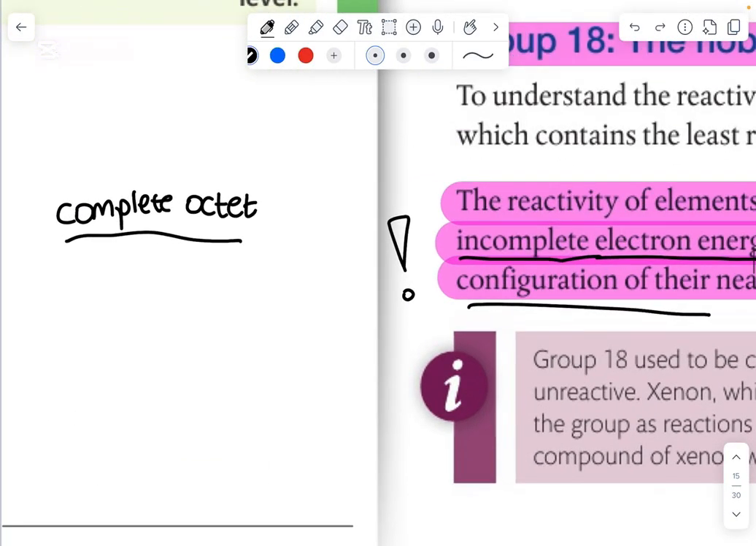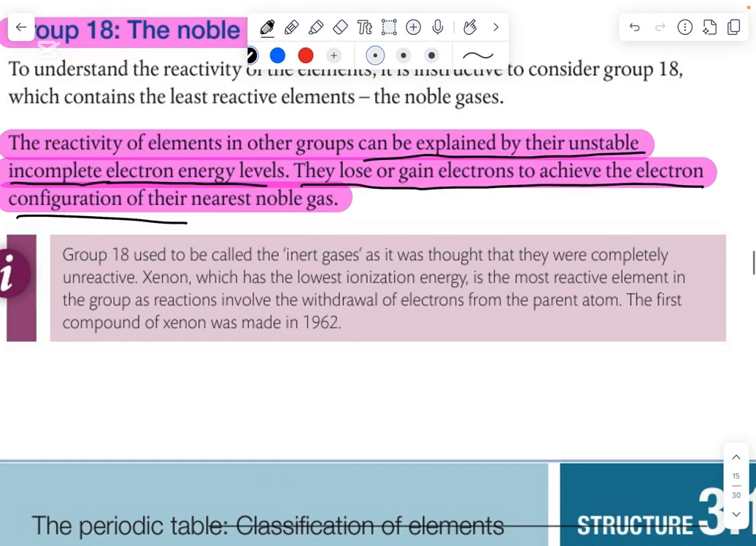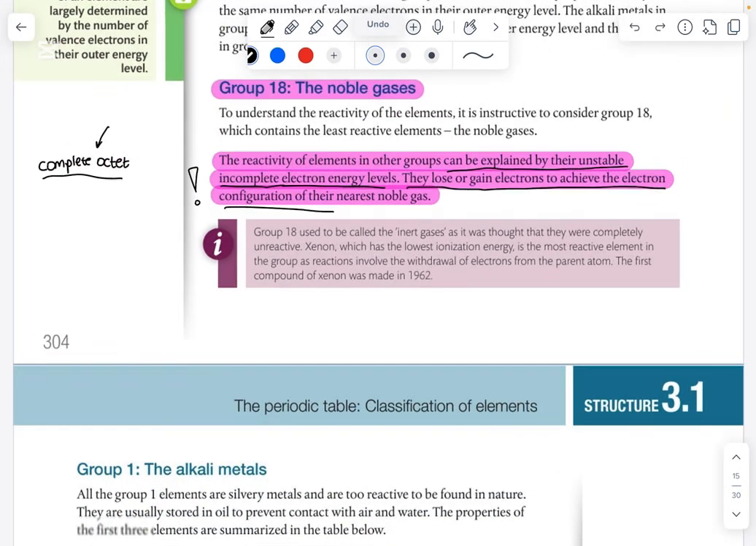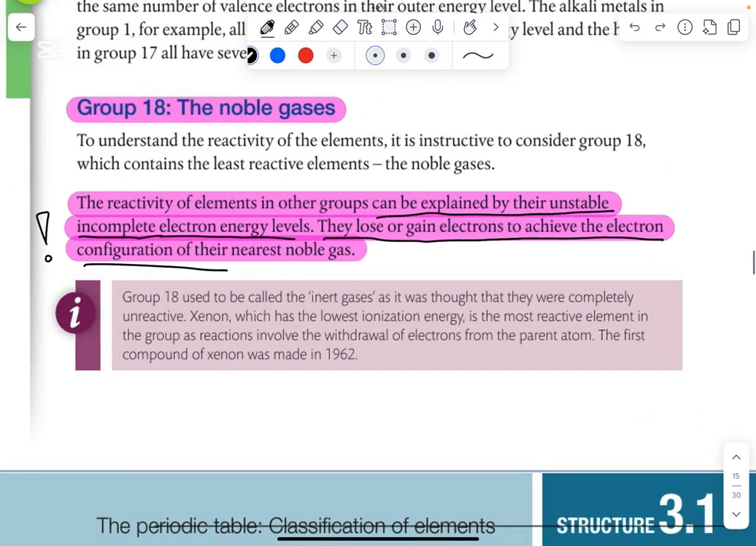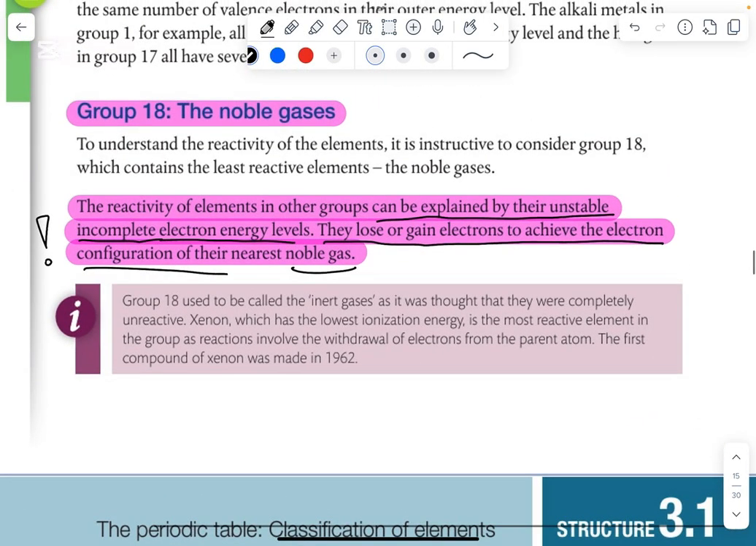Every single element that forms a complete octet wants to have the electron configuration of the nearest noble gas. This also explains why noble gases are hesitant to undergo chemical reactions. They already have a pretty stable and complete electron energy level.